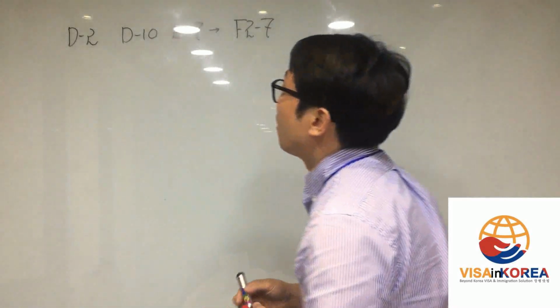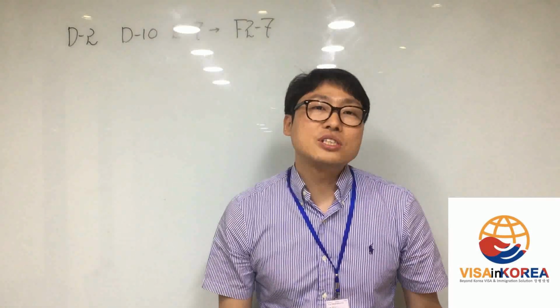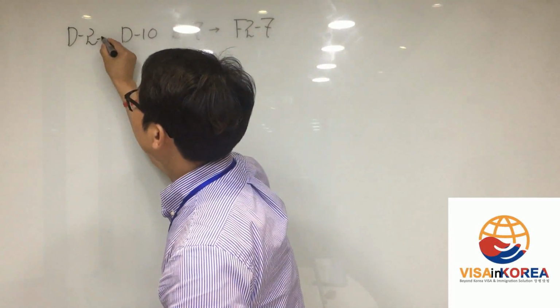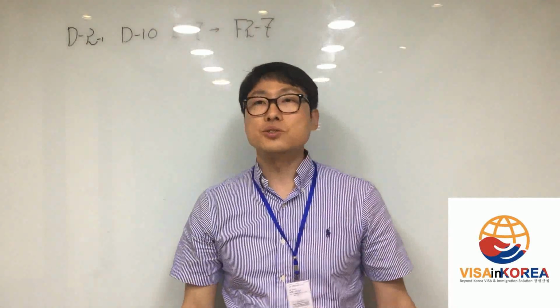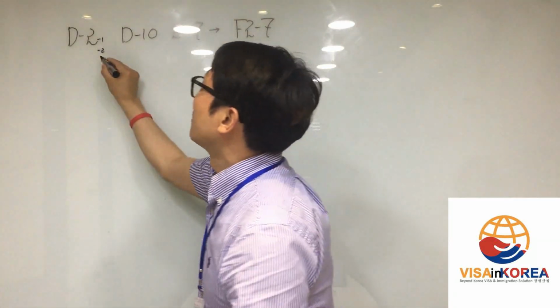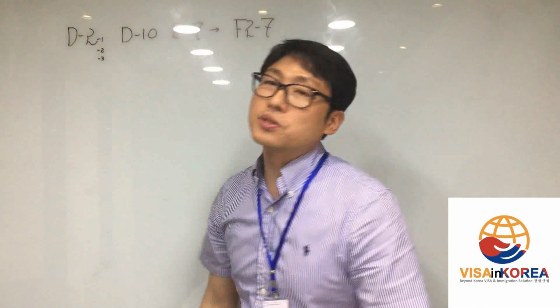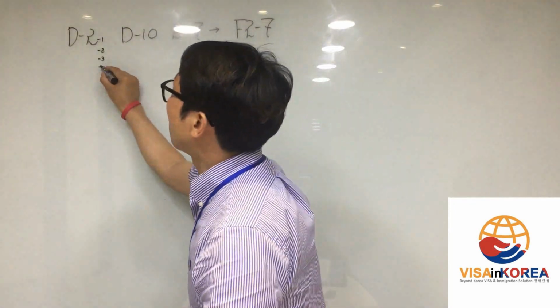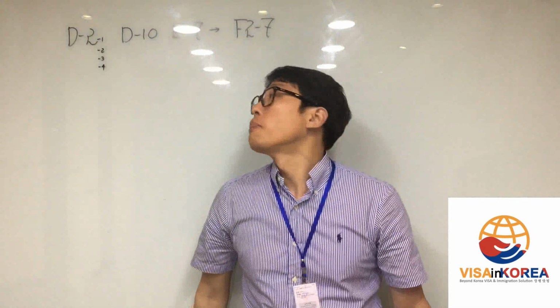The D2 has a lot of types, especially D2-1 for the college student, D2-2 for the bachelor degree course, D2-3 as a master degree course for international students, and D2-4 for the PhD student.